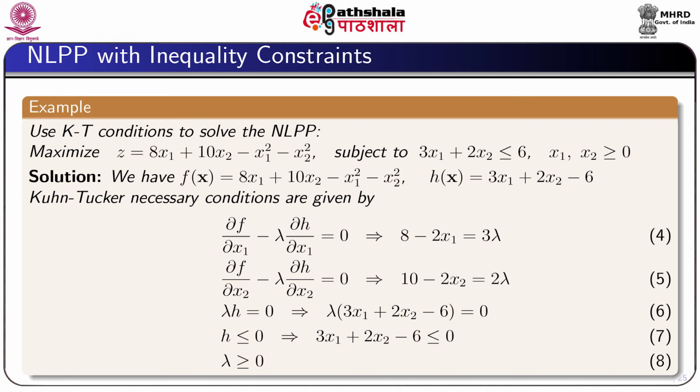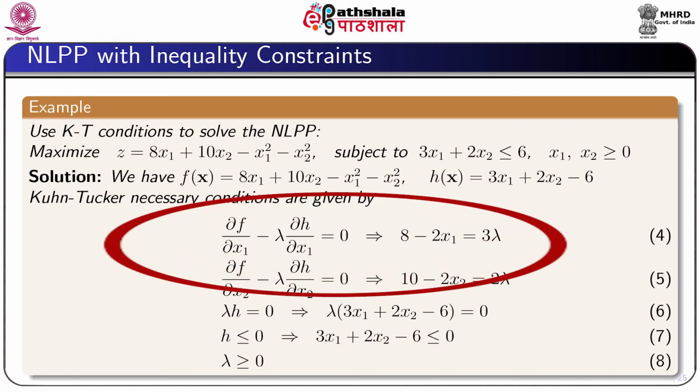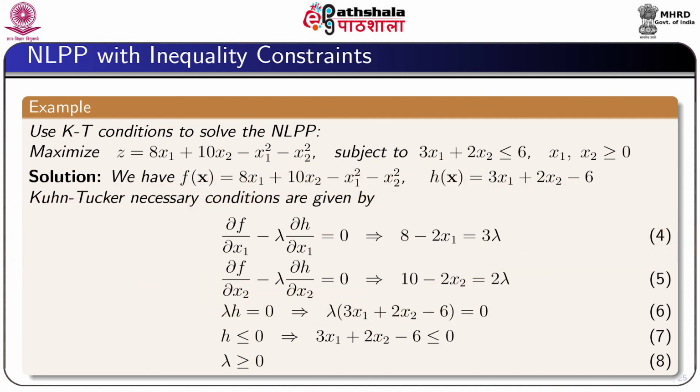Therefore, Kuhn-Tucker necessary conditions are given by del f del x1 minus lambda del h del x1 equal to 0, which gives 8 minus 2x1 equal to 3 lambda; del f del x2 minus lambda into del h del x2 equal to 0, which gives 10 minus 2x2 is equal to 2 lambda; lambda h equal to 0, which gives lambda into 3x1 plus 2x2 minus 6 equal to 0; h is less than equal to 0, which gives 3x1 plus 2x2 minus 6 is less than equal to 0; and we have lambda is greater than equal to 0.